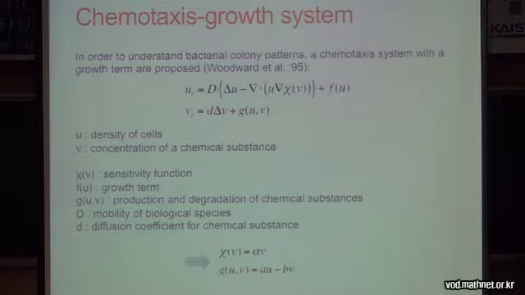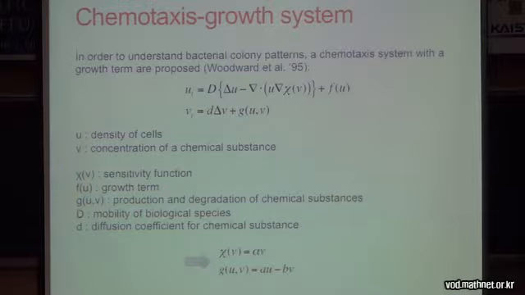And D here means the mobility of the biological species. So if capital D is large, then the biological species move faster. On the other hand, if capital D is small, in such a case, the biological species move slower. And finally, small d means a diffusion coefficient for the chemical substance because chemicals diffuse.